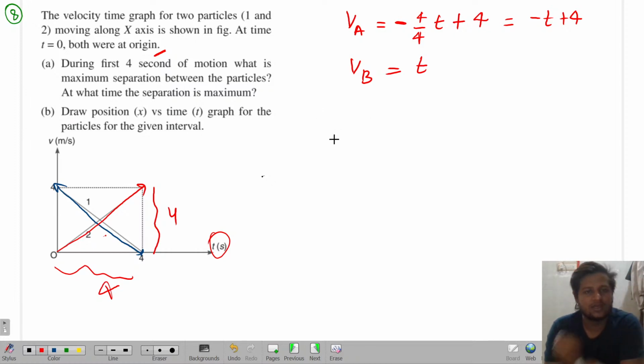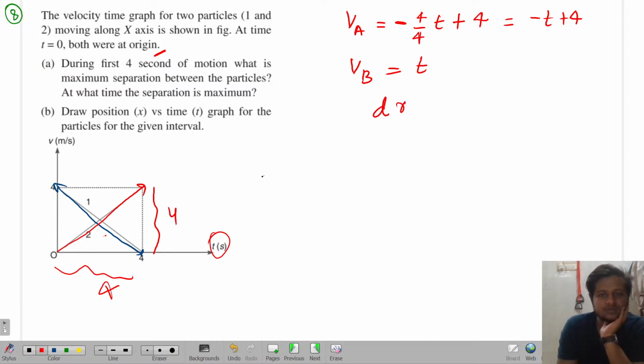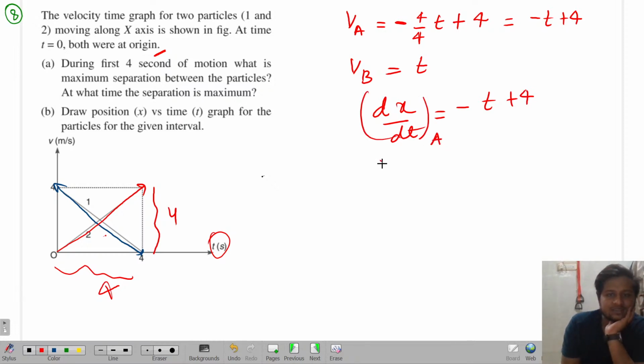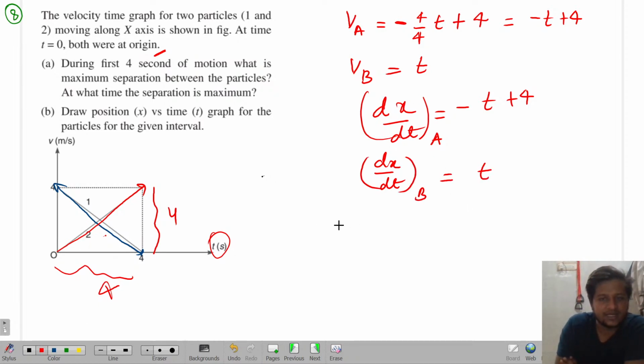Okay. Now look over here. It is asking about the maximum separation. To get the maximum separation, first I need to calculate the displacement equation. We know that V of A is nothing but dx by dt, which is equal to minus t plus 4, and dx by dt for B is going to be equal to t. Got it or not? From this, I'll get my x equation.